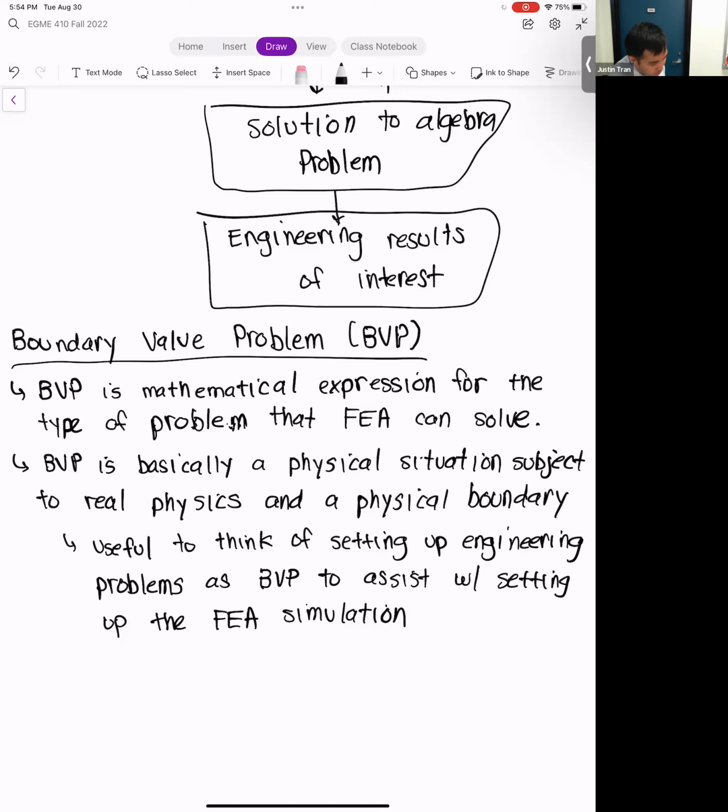So there are three main components to every boundary value problem. If you think of your physical problem in terms of these three components, it helps a lot when you're setting up the FEA. Some of these components are already baked into the FEA process that we've talked about before, but it's useful to see the mathematical side. Okay.